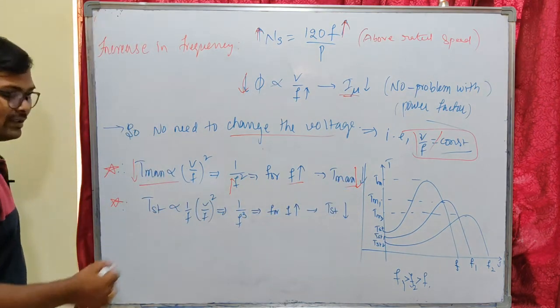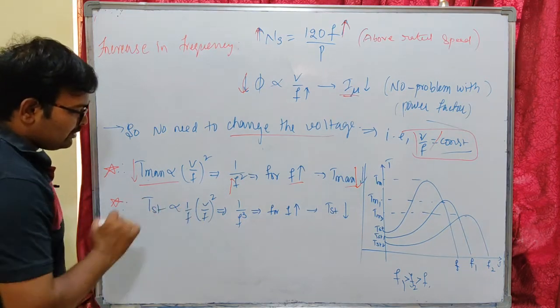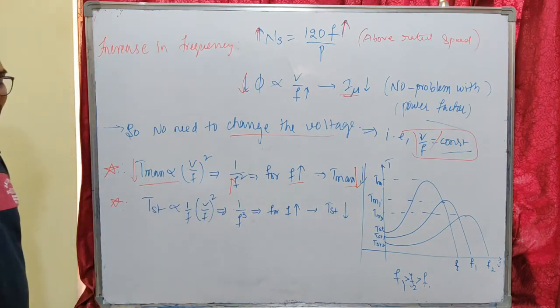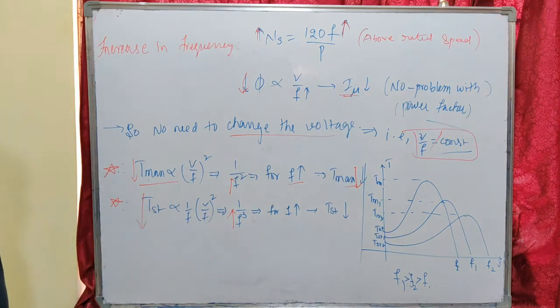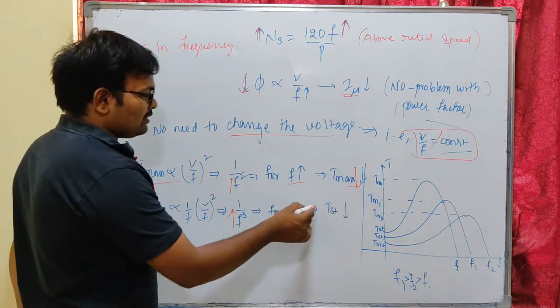And what is happening to our starting torque? Here, as V by f ratio is not constant, our starting torque is inversely proportional to frequency, and we are going to increase the frequency so that our starting torque is reduced. So for increasing frequency, our starting torque is also reduced.